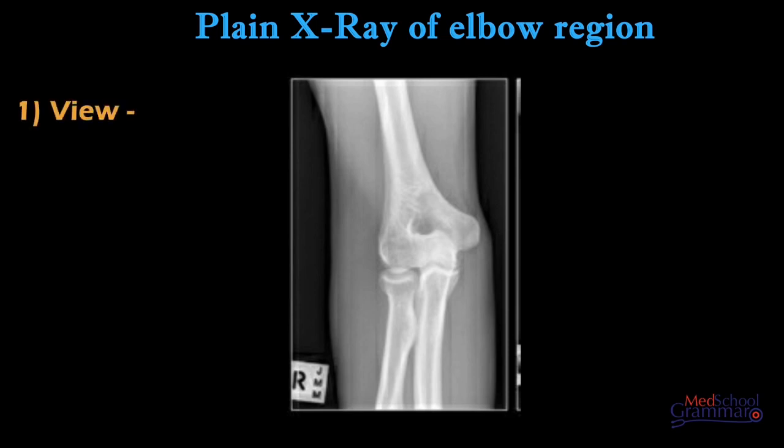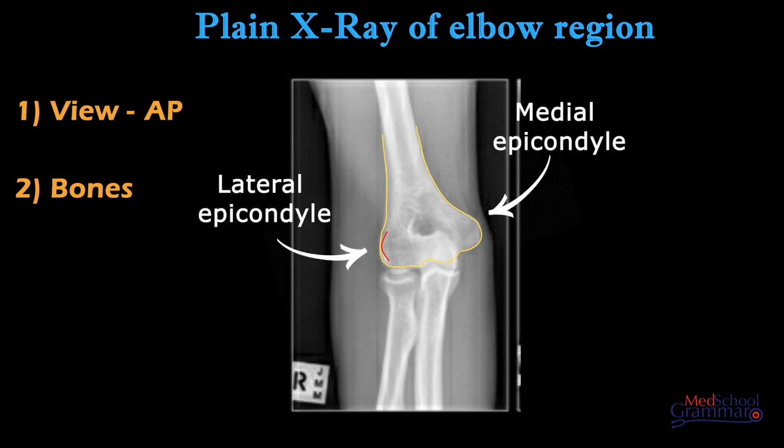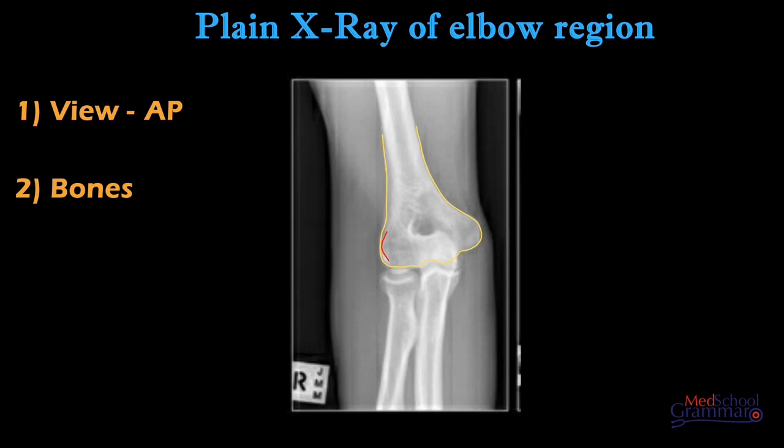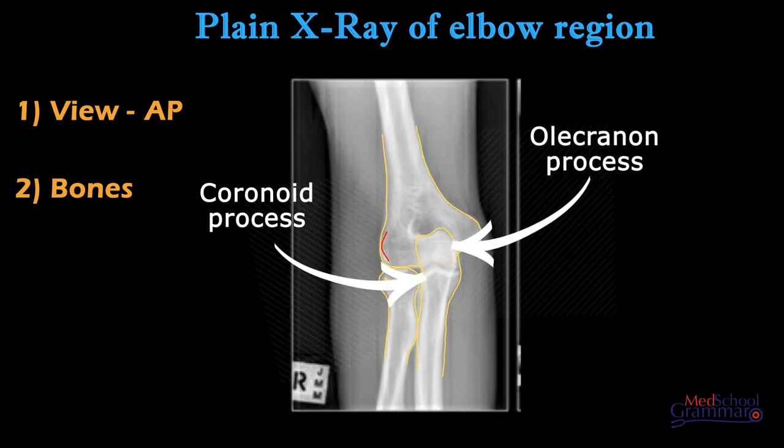Firstly, we identify the view. This is an AP view of the elbow region, as we can all appreciate. The next step is identifying the bones. Here you can see the lower end of the humerus showing the medial and lateral epicondyle, the upper end of the radius which shows the head, and the upper end of the ulna showing the coronoid process and the olecranon process.